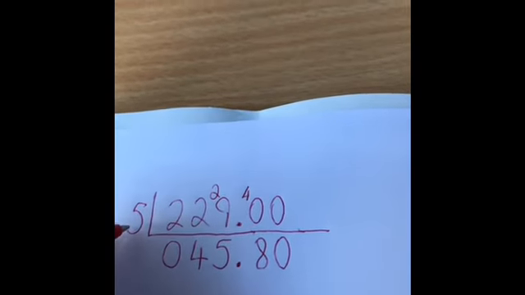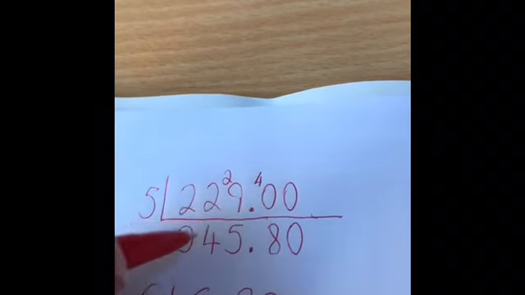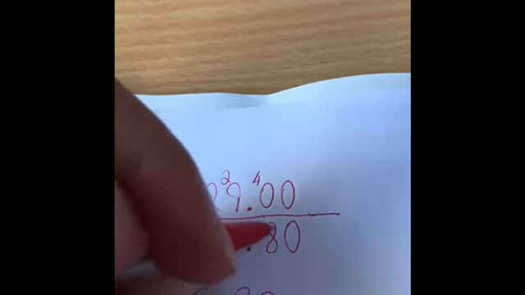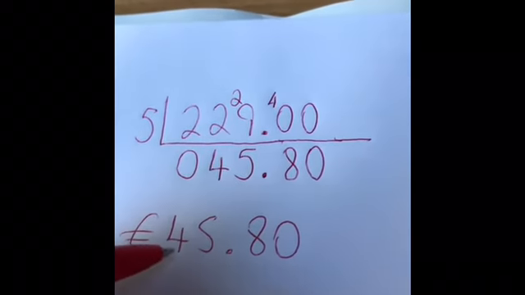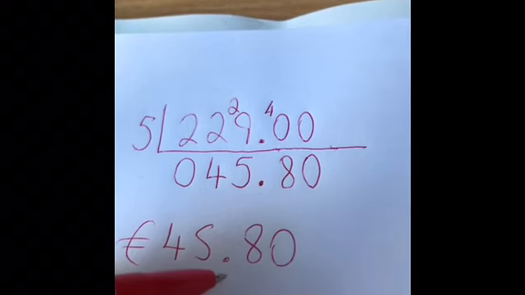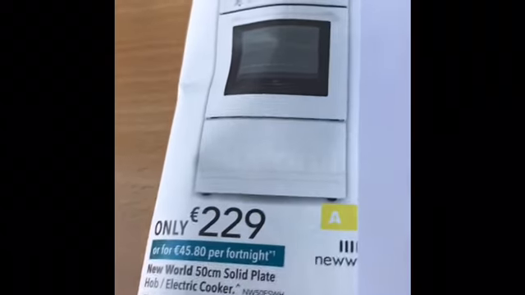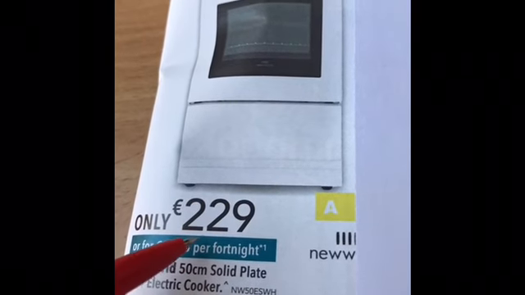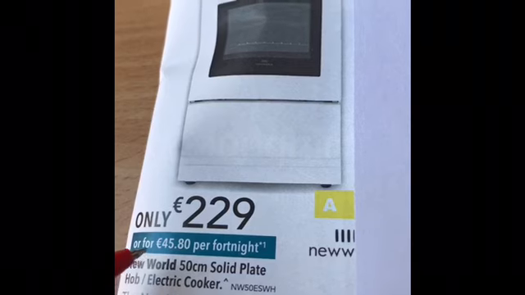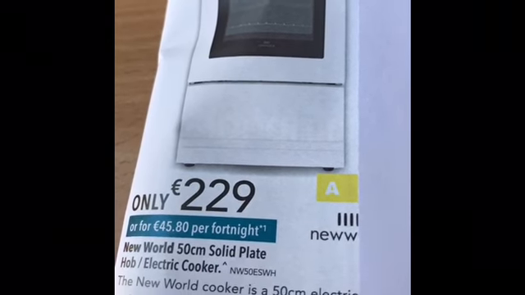So 5 divides into €229 45 times and 80 cents, and I just write that down. So that's where that payment of the 45 and 80 cents comes from. All right, so that would be that cooker, which was €229. It means you would be making 5 payments of €45.80 per fortnight. There you go. Thank you.